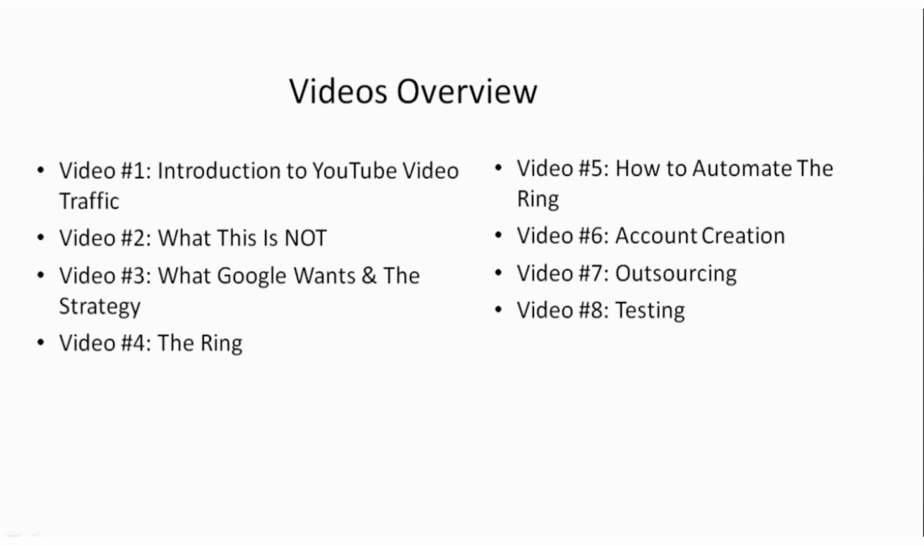Video number 3, we'll talk about what Google wants and the strategy. And then of course, we'll dive into the strategy in video number 4, which is the ring. And we'll talk about how to automate the ring in video number 5. Video number 6, we'll talk about how to create accounts so that they don't get banned, so they last long term. And video number 7, we'll talk about outsourcing, all that, because yes, it definitely is a tedious process, but once it's set up, it can really help you rank really well.